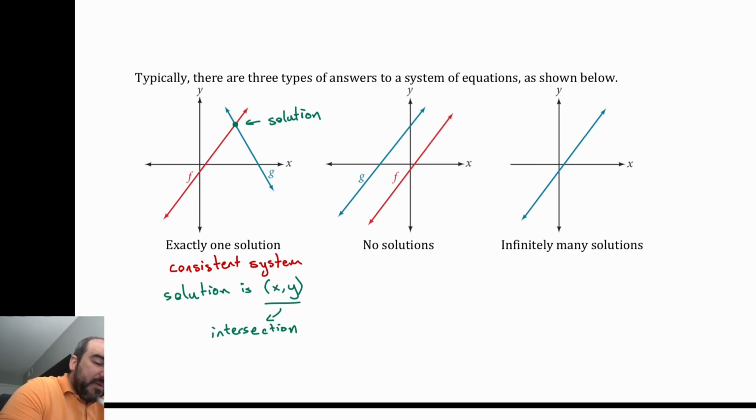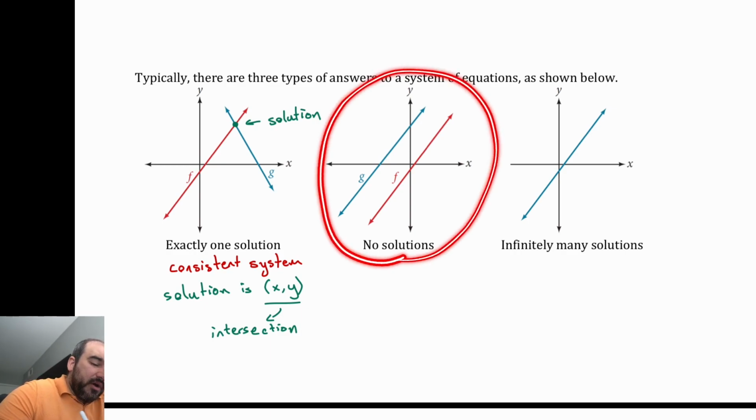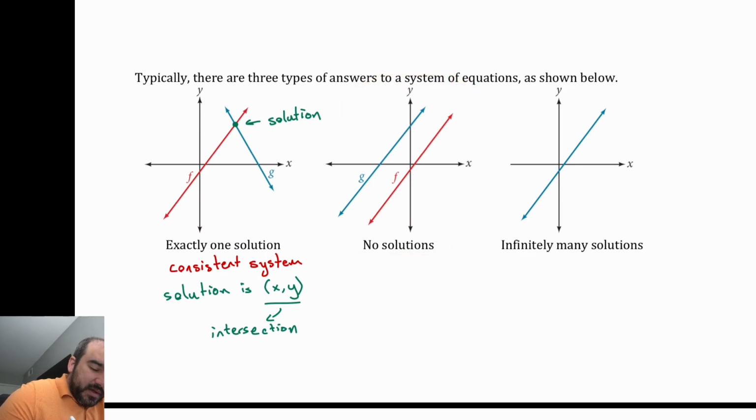The second thing that can happen is this scenario where the lines are parallel, and you end up with something untrue, like 7 equals 0. And you say, no, it's not. And you say, this is an inconsistent system. And then you write no solution.